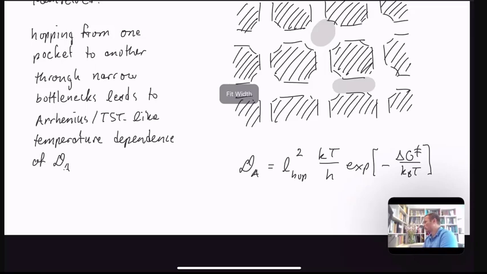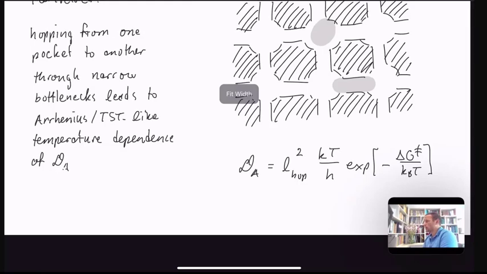So again, there's a lot of details in this that I've glossed over. That diffusivity depends on the interconnectivity of the pore network, whether they're connected in 1, 2, or 3 dimensions will matter. Of course, that will also affect whether this is an isotropic diffusivity or an anisotropic diffusivity, and a whole lot of considerations beyond what I've talked about here. But the key hallmark in this case is this Arrhenius-like or a transition state theory-like temperature dependence.